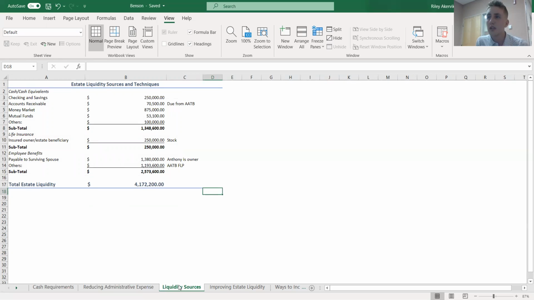So we can see on the sheet that there are several different sources of liquidity that you currently have that include cash and cash equivalents, such as your money market account or your mutual funds. And then we also have life insurance, stock as well. We have the AATB Family Limited Partnership. And this all just kind of comes together here, and your total estate liquidity is $4,172,200.